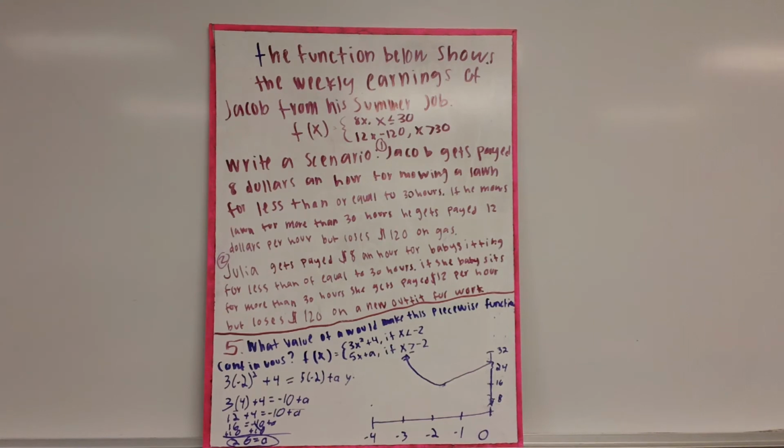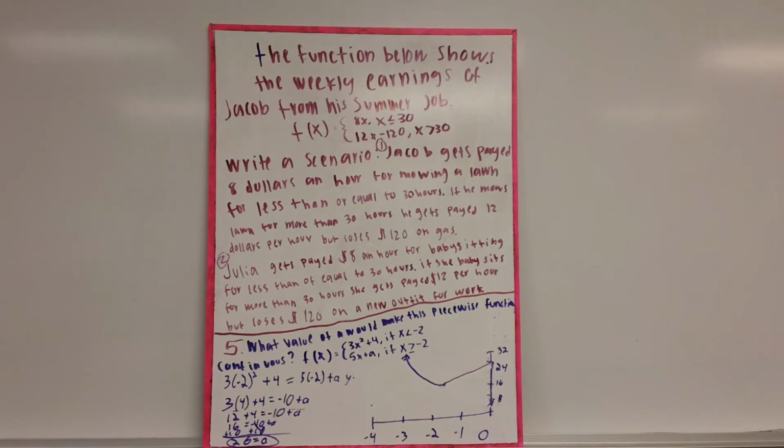Problem 5 says, what value of a would make this piecewise function continuous? We were given the function f of x equals 3x squared plus 4 when x is less than -2, or 5x plus a when x is greater than or equal to -2.